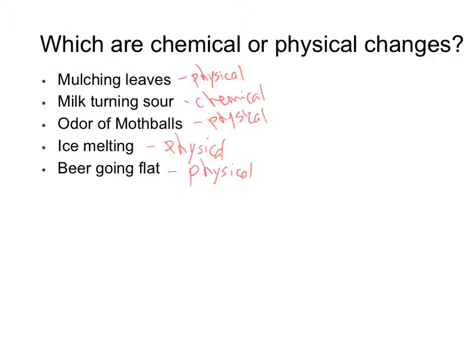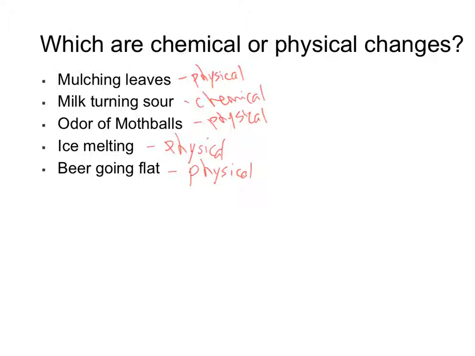The mulching of leaves is a physical change. All we are doing is taking leaves and making them smaller. We're not changing what they actually are. They're still leaves. Milk turning sour is a result of chemical reactions that are occurring in the milk to make new compounds. The odor of mothballs is simply molecules from the mothballs, something called naphthalene, interacting with the sensors in your nose in order to detect the smell.